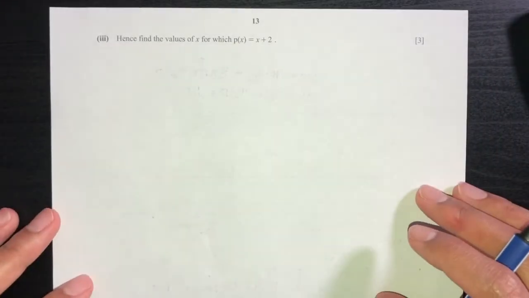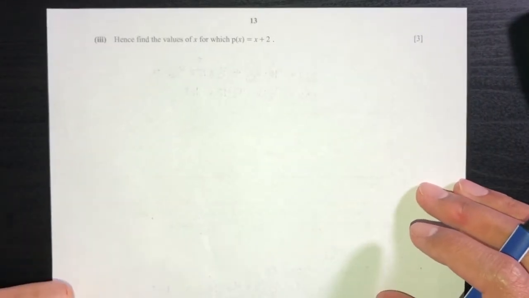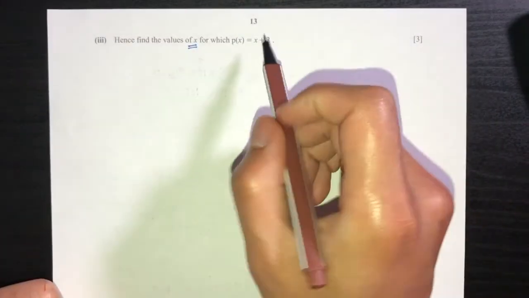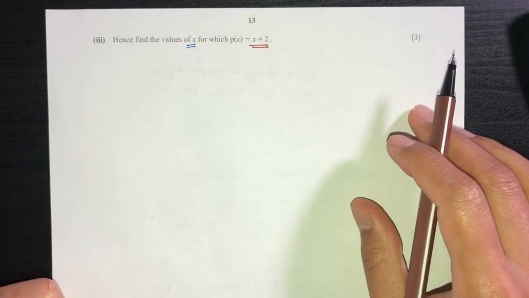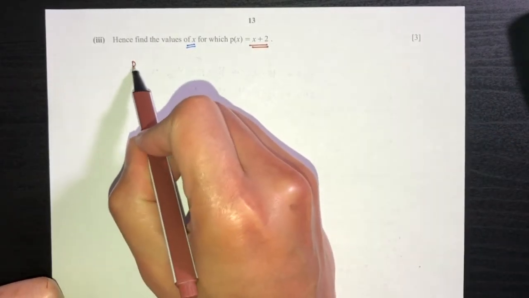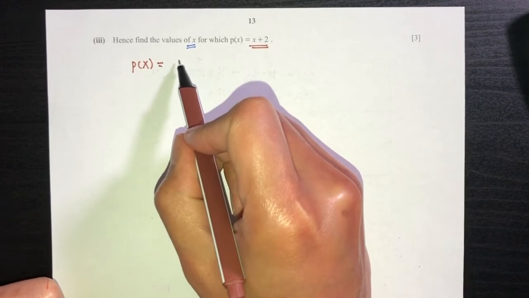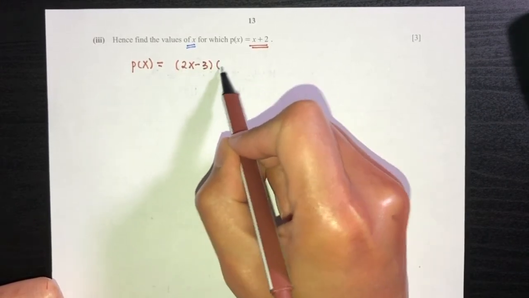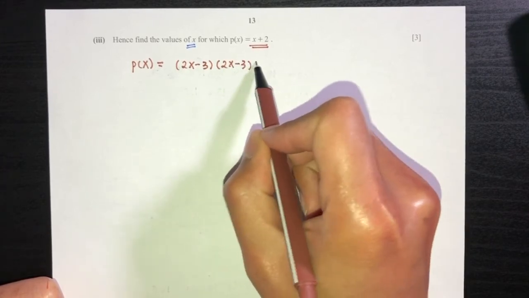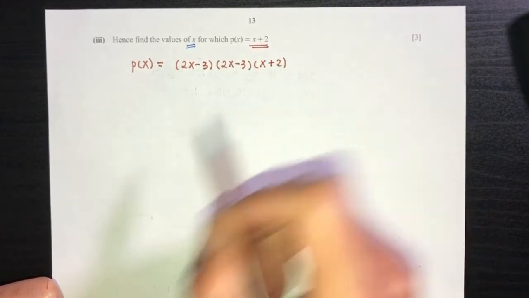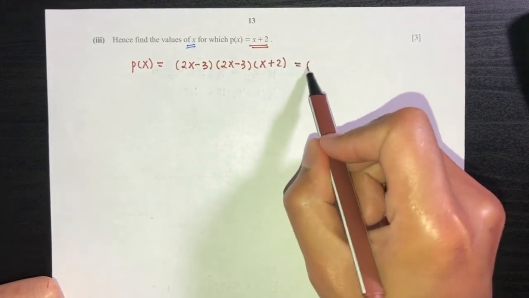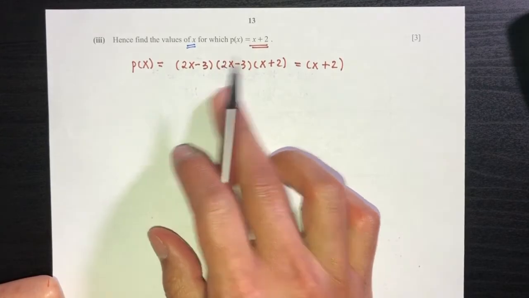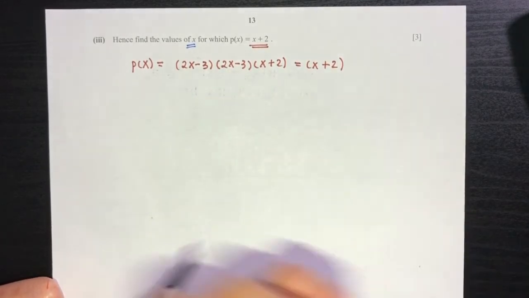Now let's move on to part 3. Hence find the values of x for which p of x equals x plus 2. So let's do that. What is p of x? Right now we have p of x is equal to 2x minus 3, 2x minus 3, and x plus 2. That is p of x, that is equal to x plus 2. So we have to solve and find the values where this is true.